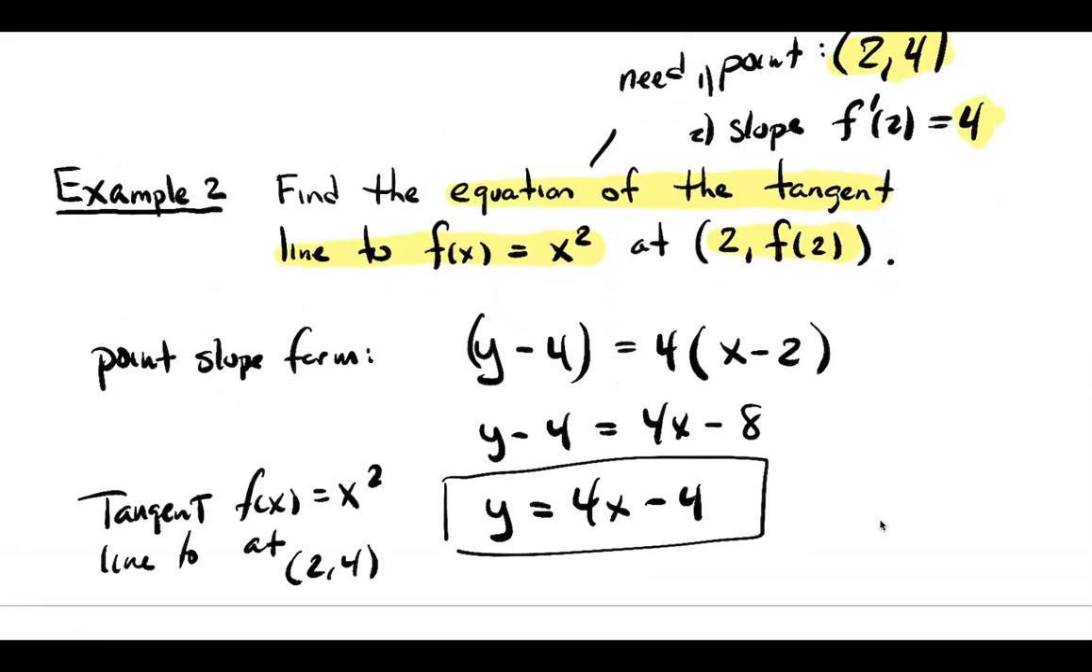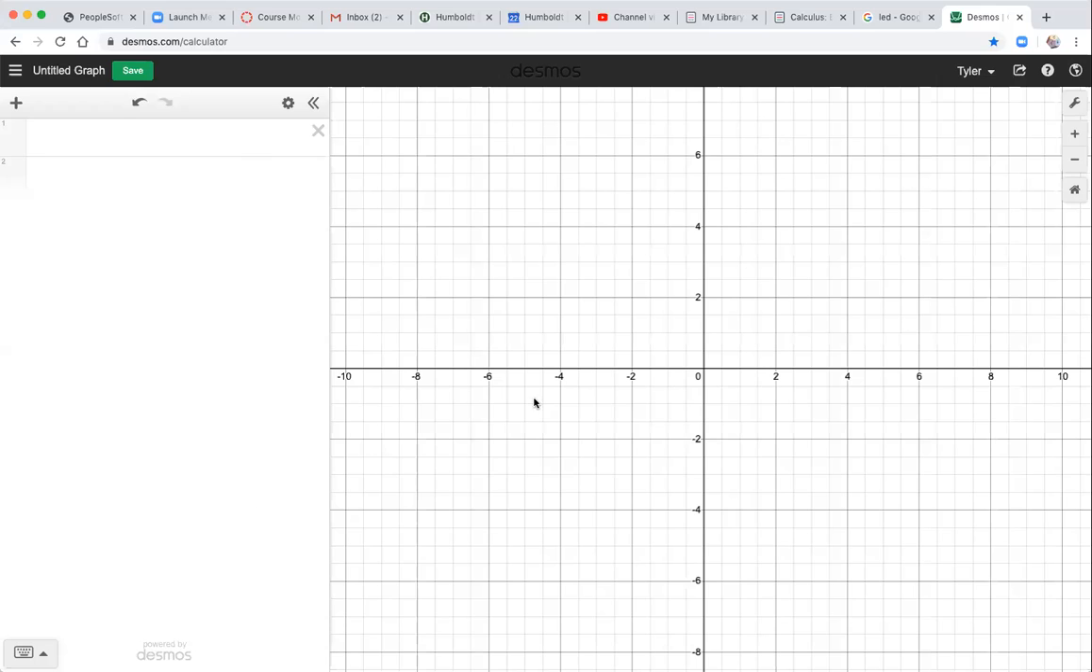And if that's right, if we graphed the function x squared and this line y equals 4x minus 4 on the same set of axes, it should look tangent. Let's do it real quick. I'm going to take us over to the Desmos window. Can pop over there pretty quickly. I've got it ready and waiting for us here.